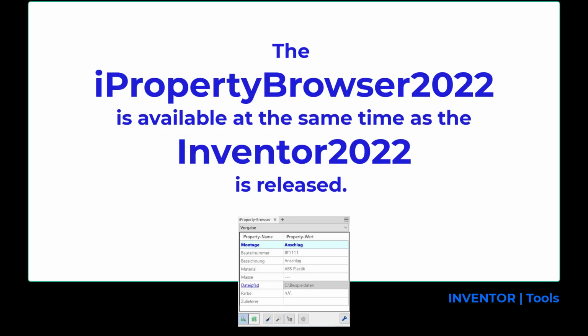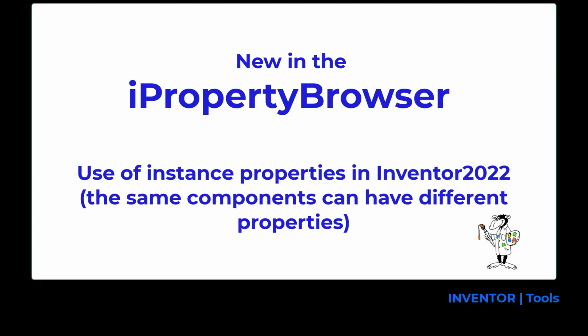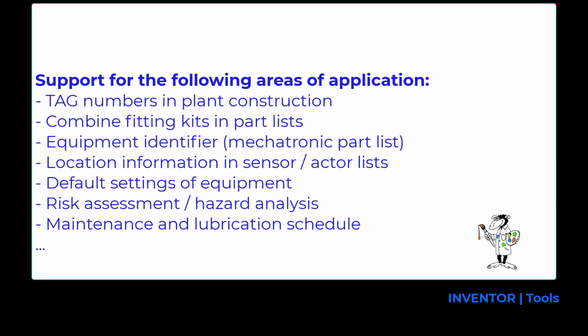Inventor-Tools applications. With the release of Inventor 2022, the iProperty Manager also supports instance properties in addition to the file-based properties. Different structures, locations, functions, presettings, and intervals can be mapped with this function.